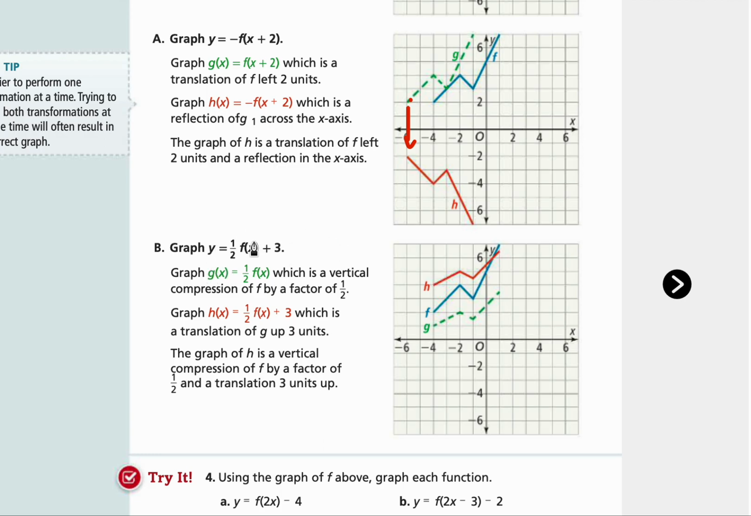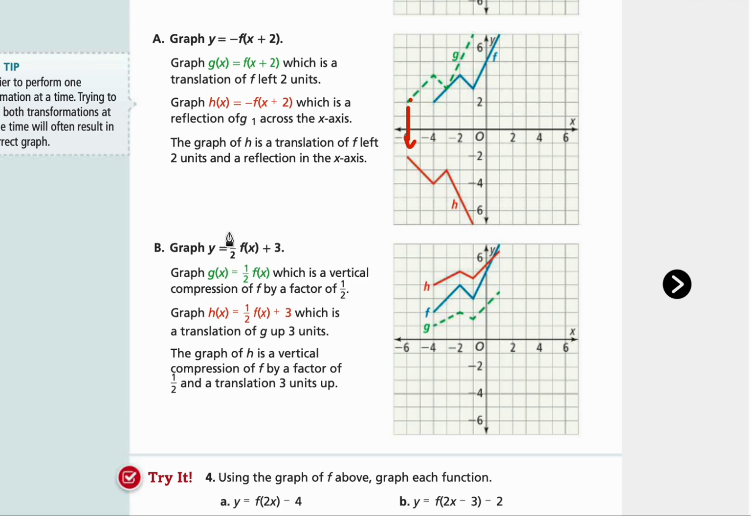So now we also see two different transformations. That plus 3 is outside f of x, right? It's not inside the function. So that means we are changing our y, which is our vertical movement. So that's a vertical translation up 3 units, and that 1 over 2, that is a vertical compression because it's less than 1 and greater than 0, and it is multiplying by the function, right? So it's a vertical compression and a translation.